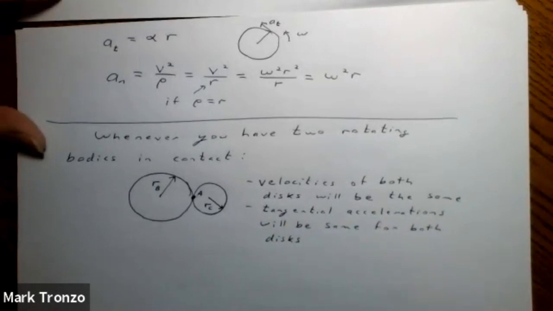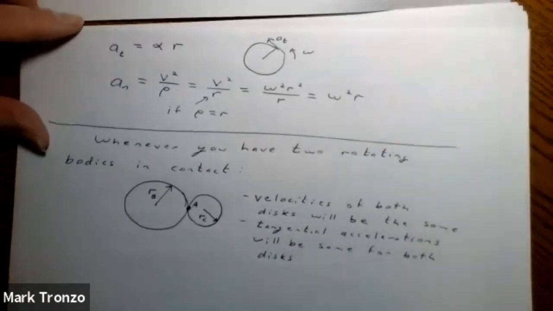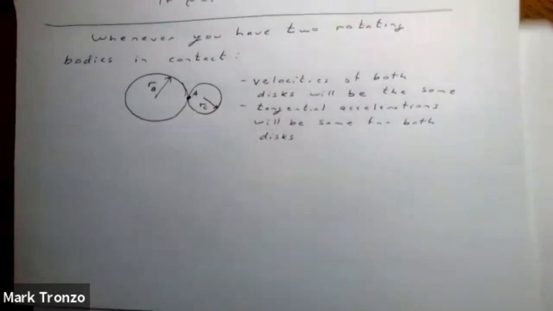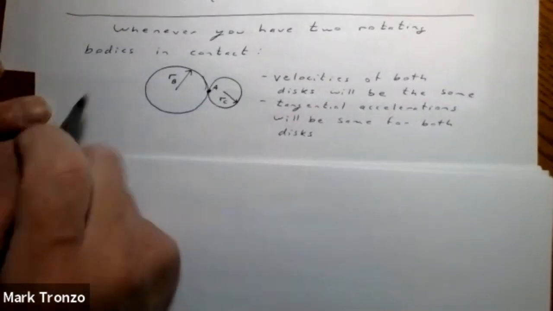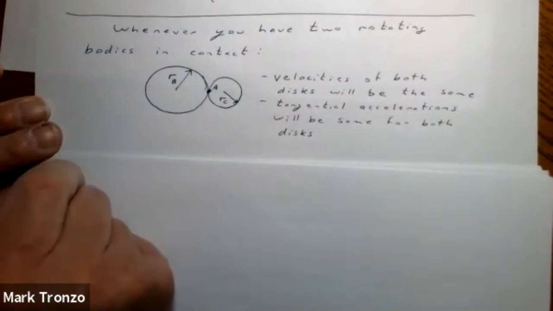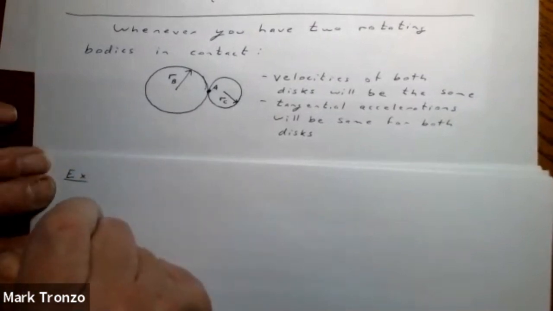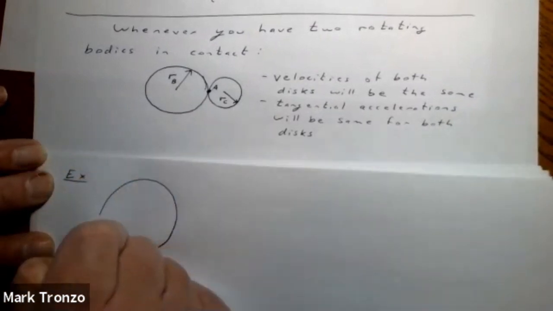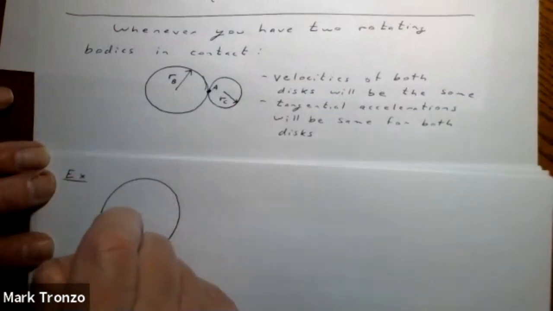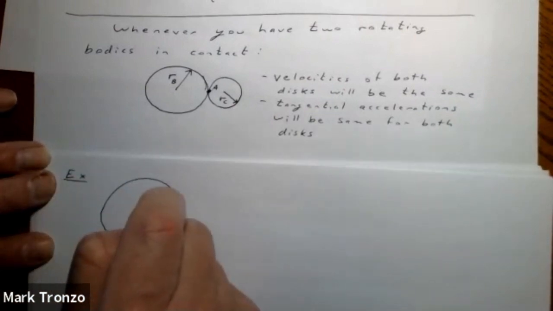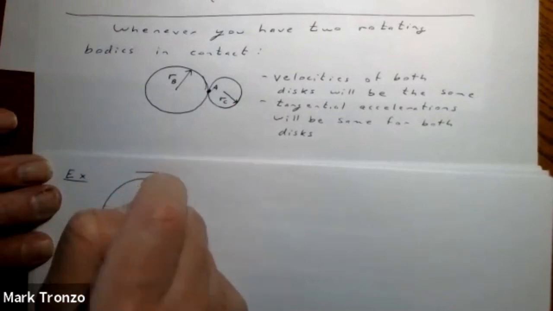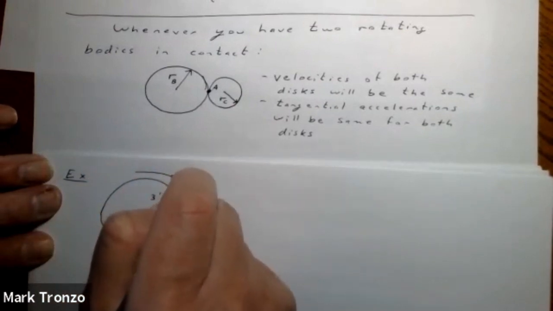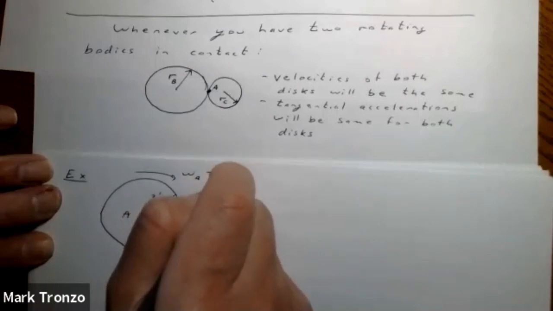And so let's go through some of this. Let's take an example. This is just sort of preliminary stuff before we actually get to the problems. Let's take a look at something like this. So let's say you have two disks. Say this is a 3-foot radius. Say this is disk A. And omega A is 5 radians a second.